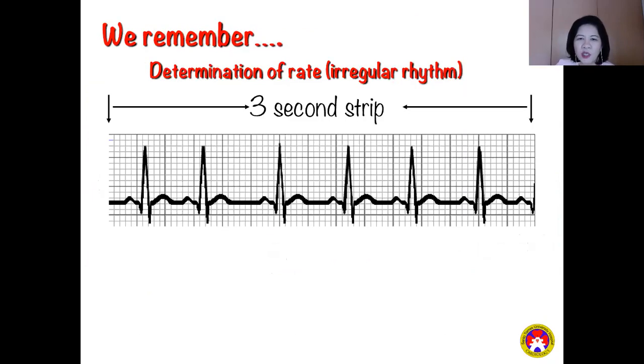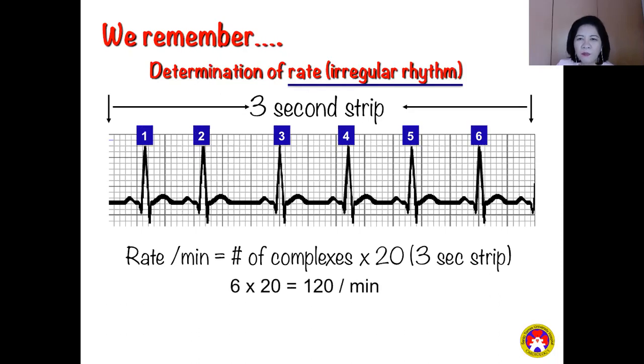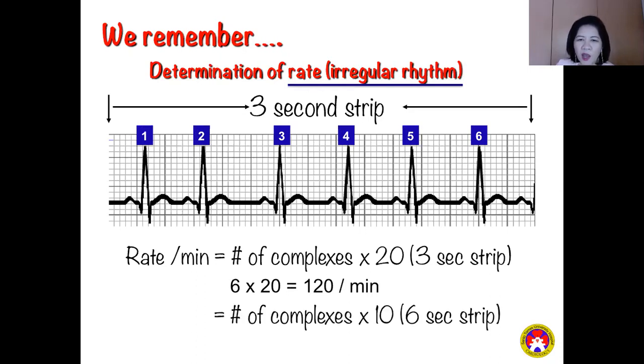In case you see irregular R to R interval, we get a 3-second strip and we count the number of complexes within, multiply it by 20, and we get our rate per minute. So this is a 3-second strip. So 6 times 20 is 120 per minute. Or if we have a 6-second strip, then we multiply the number of complexes we see within by 10.